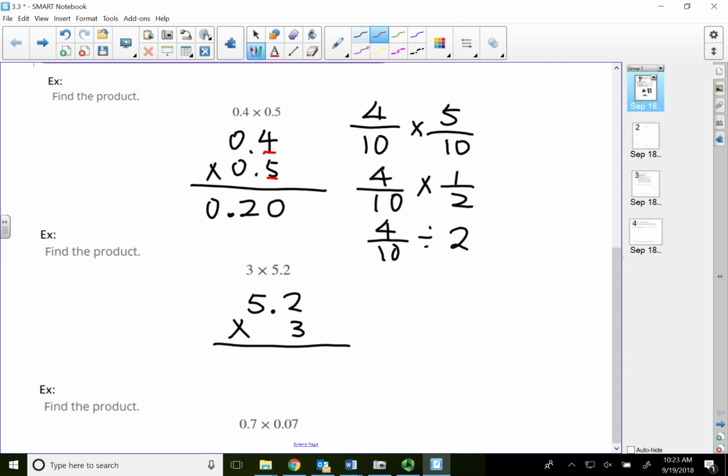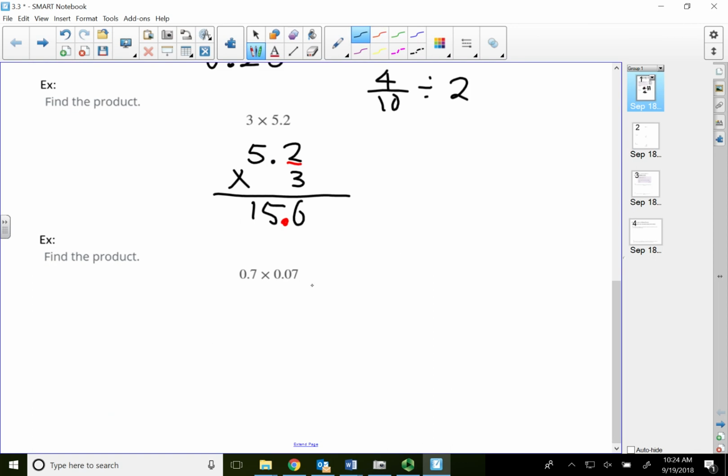3 times 2 is 6. 3 times 5 is 15. All right. So 5.2 has one decimal place. 3 does not. If you look at the product, reading this as a whole number, 156, the decimal is behind the 6. Since 5.2 has one decimal place, I will move my decimal to the left one spot. So my answer is 15.6.